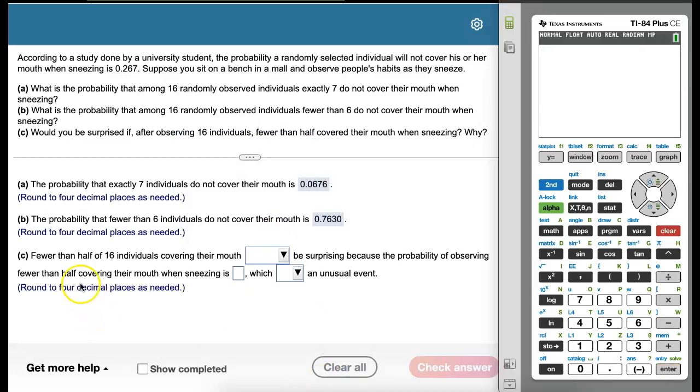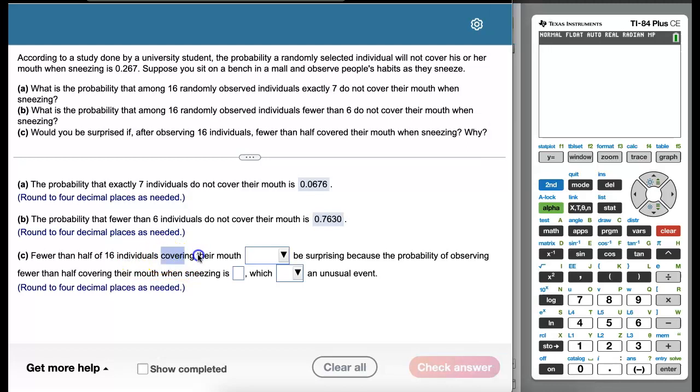For this last question, the wording's kind of changed up a little bit. So it says fewer than half of 16 individuals. First of all, half of 16 would be 8. When we go to our calculator, fewer than 8, we're going to type in X is 7. But the wording that's changed up is now they're covering their mouth. The probability that we were given is that the individual will not cover their mouth when they sneeze. And we've got this value up here.